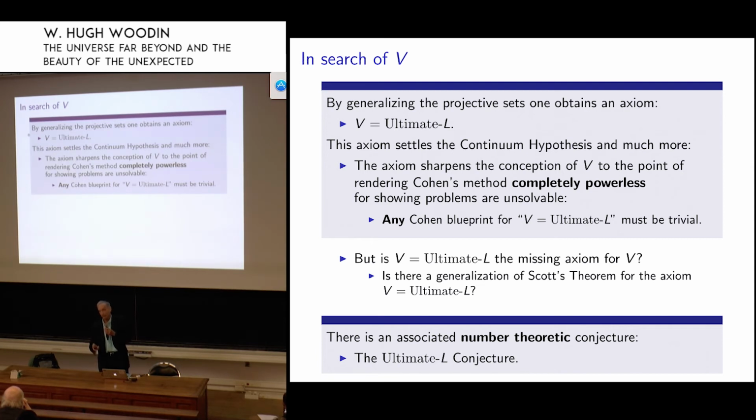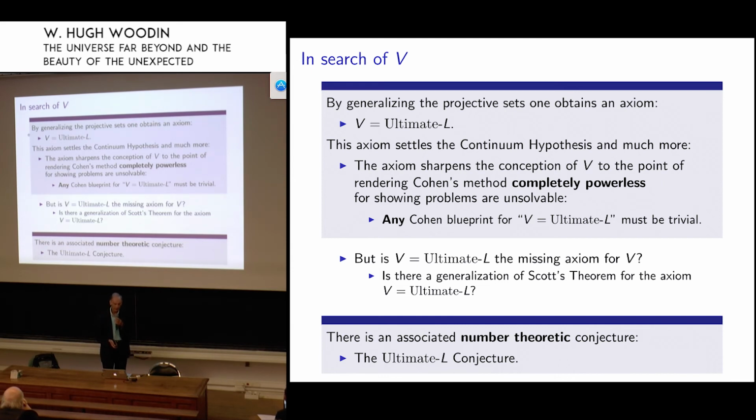What the axiom does, and what the axiom V equals L does, is it binds the width of the universe to its height. The width is where CH lives. How wide is the universe of sets? The height is large cardinals, and these two are bound together. But is V equals ultimate L the missing axiom for V? In particular, is there a generalization of Scott's theorem for the axiom V is ultimate L? Maybe history is just going to repeat itself, and there's going to be a theorem that forces us to reject this axiom, just as Scott's theorem forced us to reject V equals L.